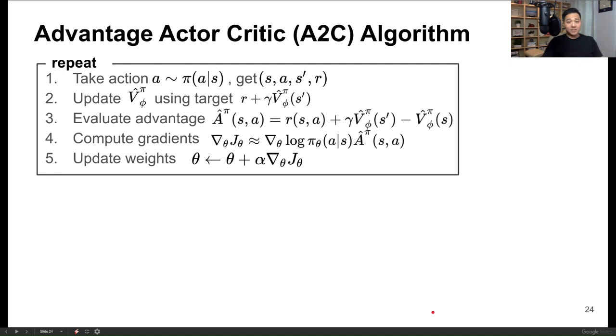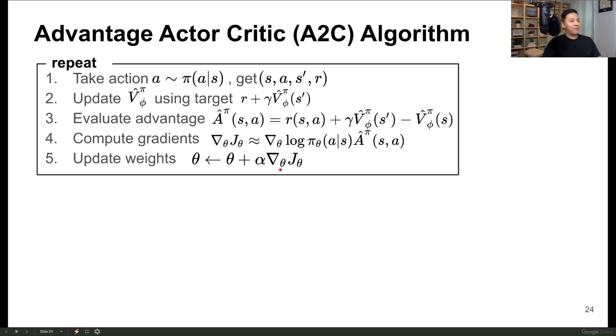Okay, so I put together this pseudocode. These are the steps for you to do the advantage actor-critic algorithm, or A2C. You take an action, you get the set of state, action, next state, rewards into an episode, and then you update the critic, right? So your critic needs to be trained here using the target of the outcome of the actions. And then you evaluate the advantage function using the formulation that we saw from the last slide, and then compute the gradient, basically just the log likelihood times the advantage function, and then you update the weights based on the gradient.